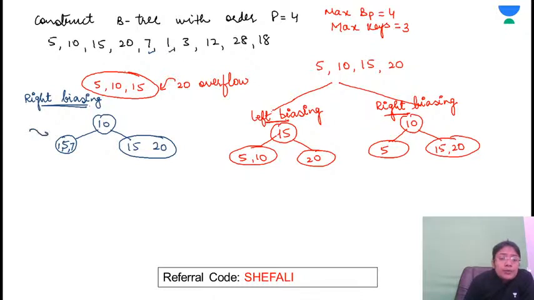Now 3 is coming up. So it comes out to be 1, 3, 5, 7. This is a case of overflow. So the node splitting will take place. Now again, if they are asking about the minimum number of node splittings, then you have to consider the concept of redistribution. If nothing is said, then you can go for any method. So in this case, 3 will go up according to right biasing.